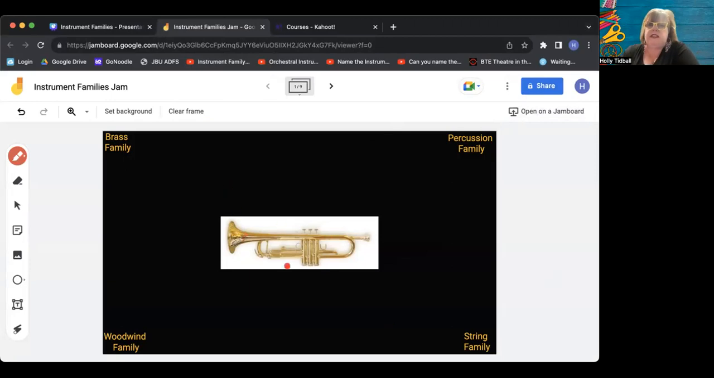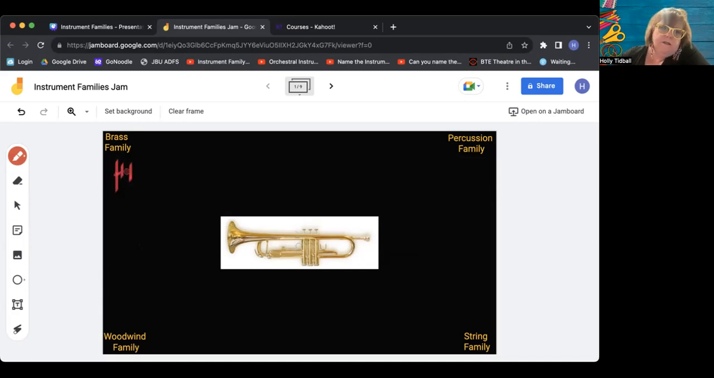What kind of instrument is this? We're going to count to 3. And after I count to 3, I want you to write your initials, the first letter of your first name and the first letter of your last name, in the corner where you think this instrument's family is. So at the count of 3, I'll put your cursor in the middle, and at the count of 3, move over and write your initials. 1, 2, 3.